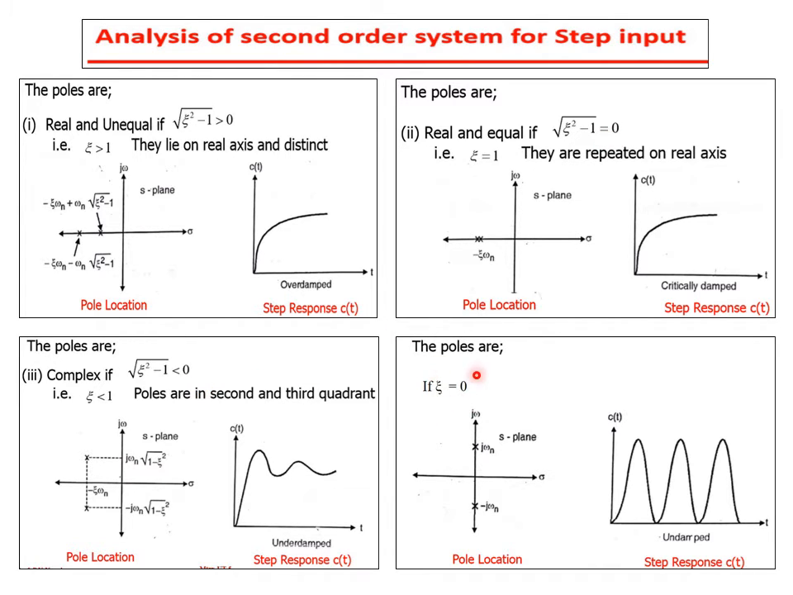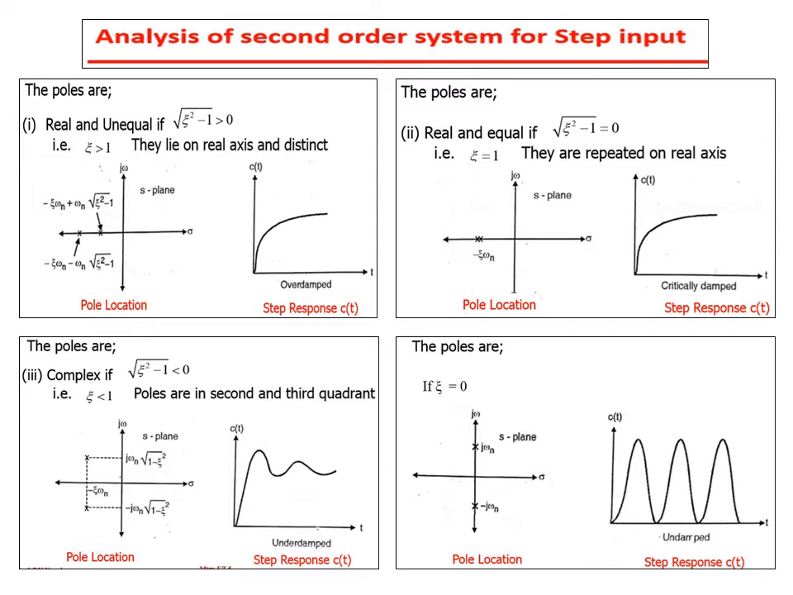Zeta equal to 0 means there is no damping. Whenever there is no damping, the system vibrates or oscillates like this. Whenever zeta is greater than 1, the system becomes over damped. Whenever it is equal to 1, the system is critically damped, and it is shown like this. Whenever it is less than 1, the system is under damped. Under damped systems are normally preferable instead of over damped.